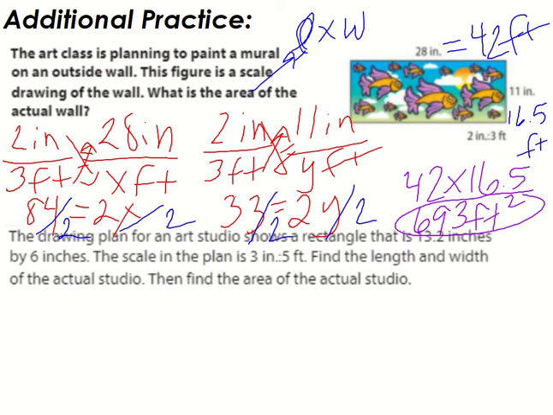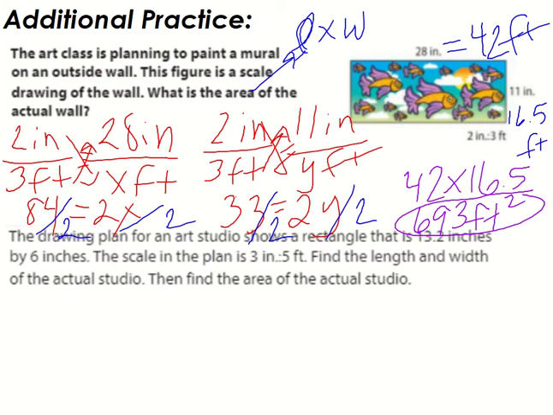All right, so the next question says the drawing plan for an art studio shows a rectangle that is 13.2 inches by 6 inches. This is a drawing plan, so again, just a plan. The scale in the plan is 3 inches for every 5 feet. Find the length and the width of the actual studio. So this is similar to the problem above, except it's more like a blueprint. It says find the length and the width, and then find the area. So this is the same type of problem as up above.